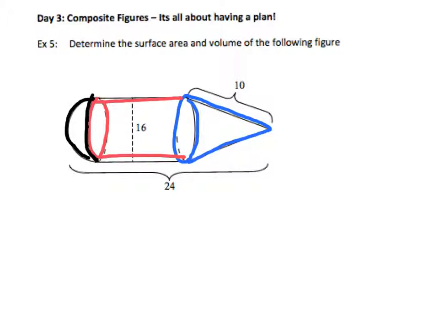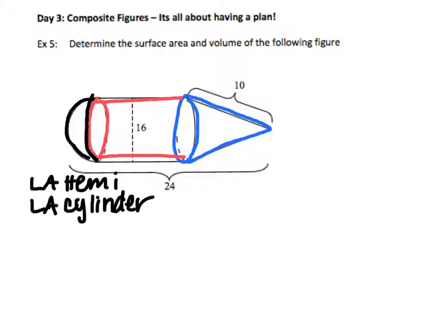So I want to find, let's talk about surface area first. So I want to find the lateral area of the hemisphere, the lateral area of the cylinder, and the lateral area of the cone. Let's start with the cone first. So if I see that this is 16 going all the way across the cylinder, I know that the radius is going to be 8. So then I'm going to do the lateral area of the cone first.